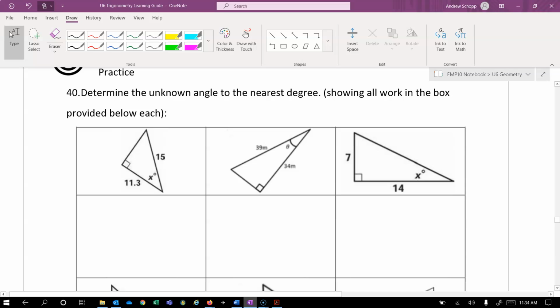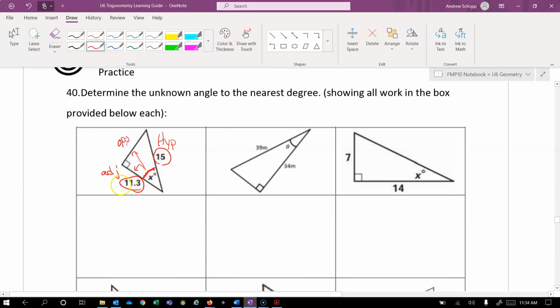I'll do one more with you right now just so you're on the right track. I know this is 15, I know this one's 11.3. I'm looking for x. This is my angle of interest. So I can label my sides starting with the hypotenuse, because it's always the longest side, opposite the right angle. And then from there, I can label the other ones, opposite and adjacent.